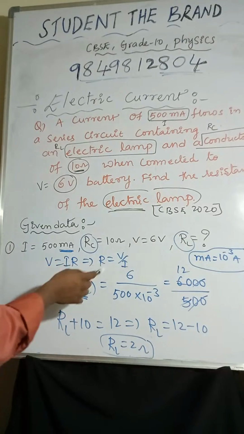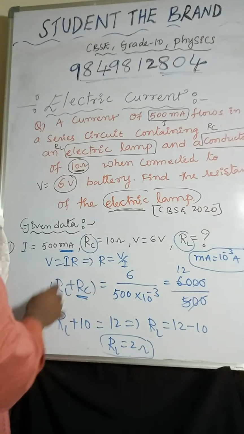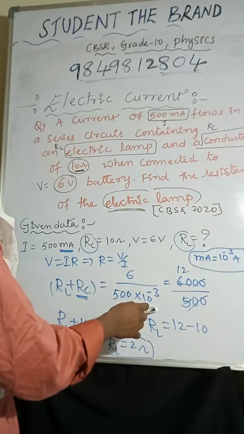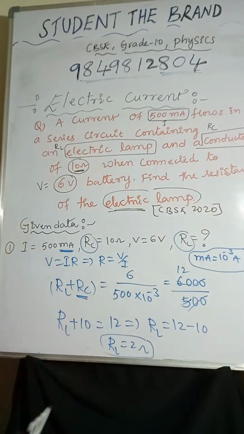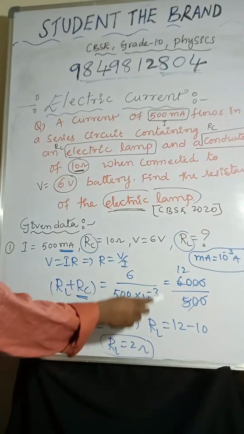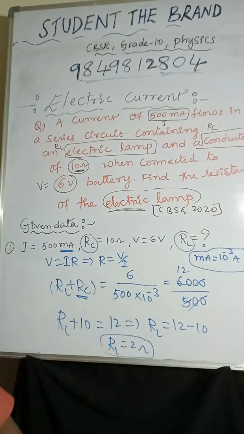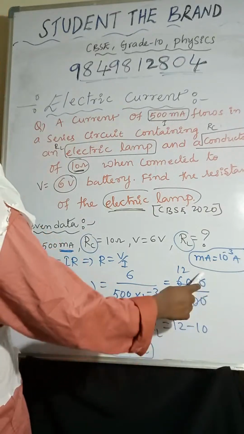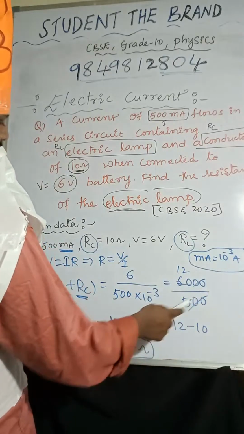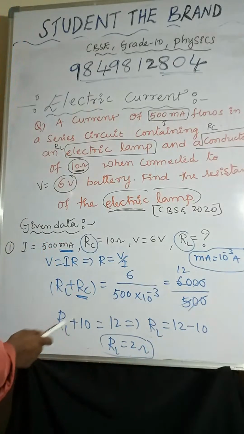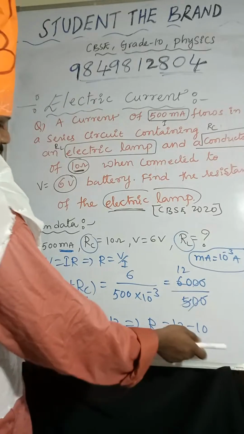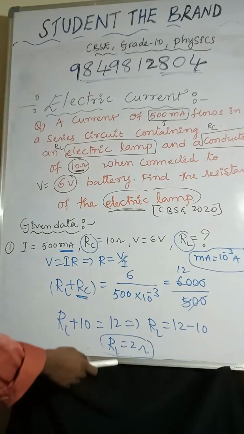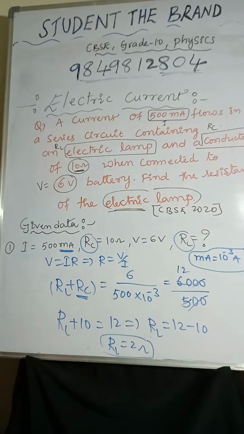V equal to IR, R equal to V by I. So here RL plus RC equal to 6 by 500 into 10 power minus 3. This 10 power minus 3 goes up, so positive value will be there. So 6000 by 500, two zeros get cancelled. 5 12s are 60, and RL plus 10 equal to 12. RL equal to 12 minus 10, so we'll get 2 ohm. I hope it is very clear to all.